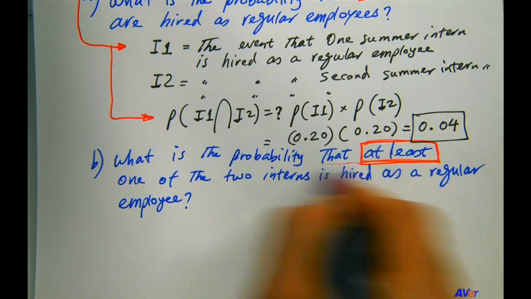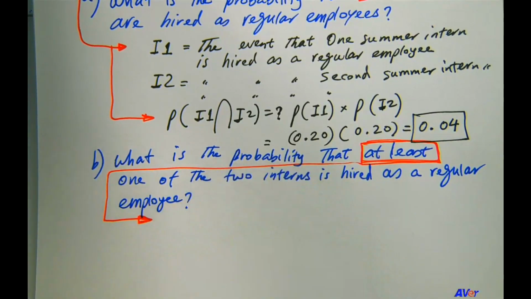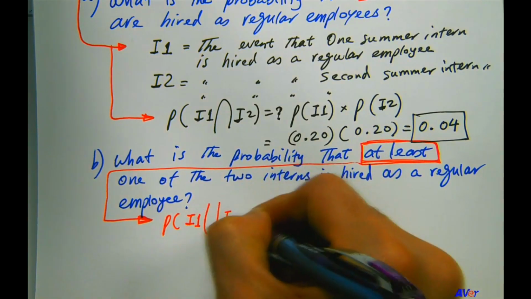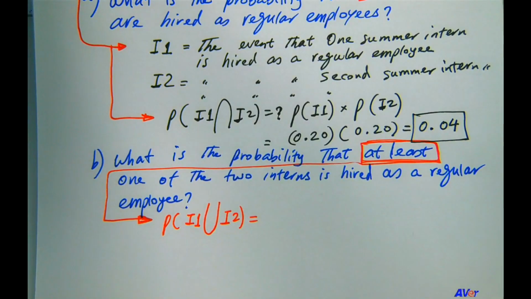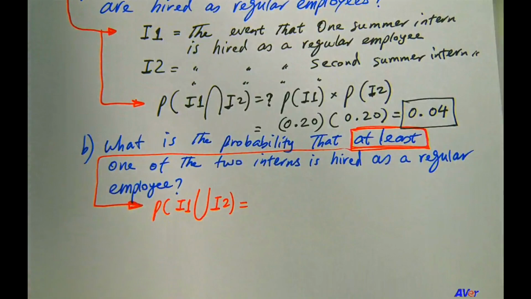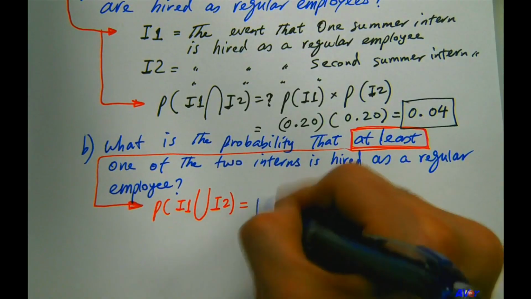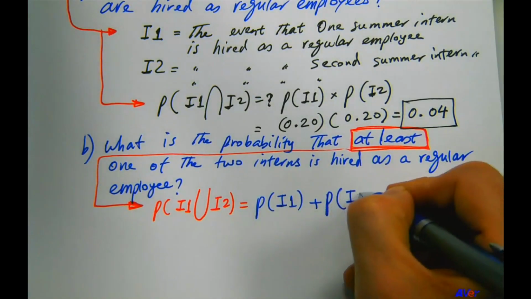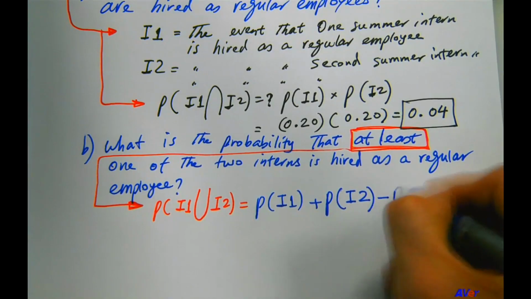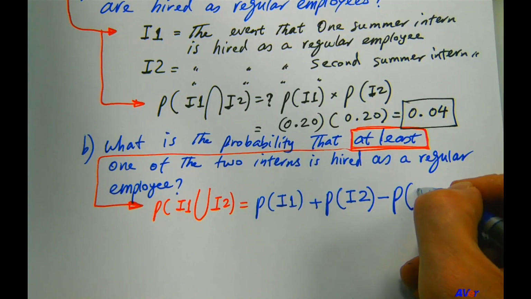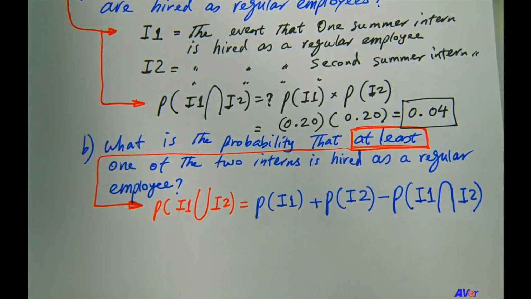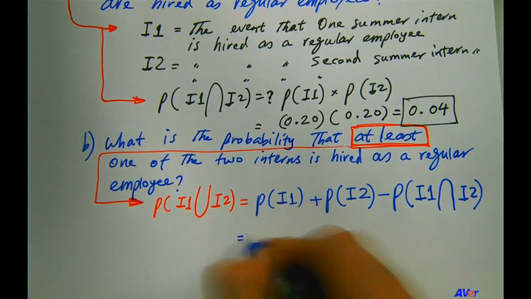Remember that? So at least is referring to the union. All right, probability of intern 1 union, probability that intern 2 is hired as a regular employee. And of course, this reminds us of the additive rule, right? Probability of intern 1 being hired as a regular employee plus probability of intern 2 being hired as a regular employee minus probability of intern 1 intersection intern 2.